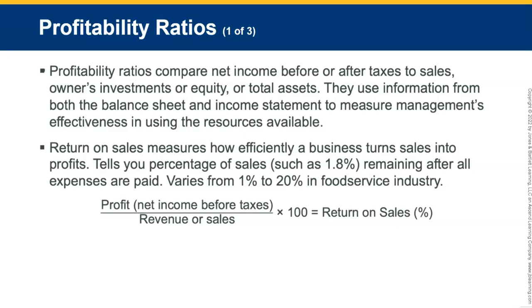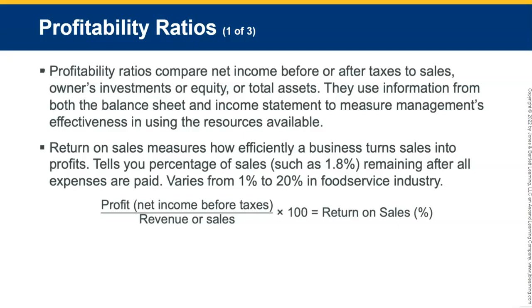Profit margin percentage is also known as return on sales, or ROS. So when you see return on sales, you'll also see it as ROS. This measures how efficiently a business turns sales into profits. It tells you the percentage of sales, such as 1.8%, remaining after all of the expenses are paid. This can vary from 1% upwards of 20% in the food service industry.